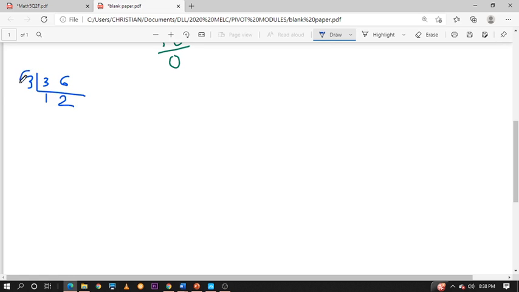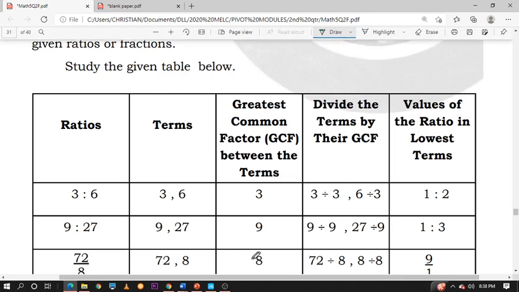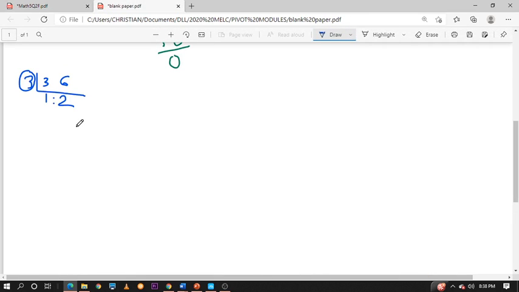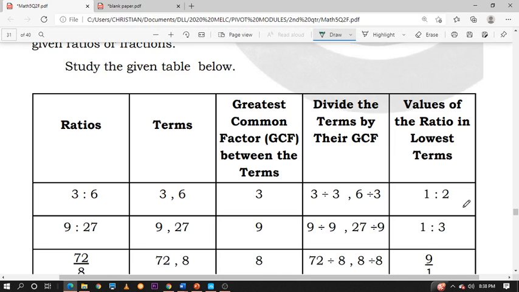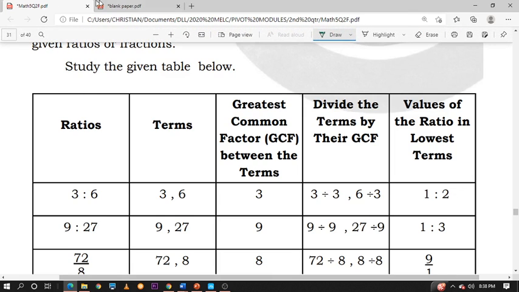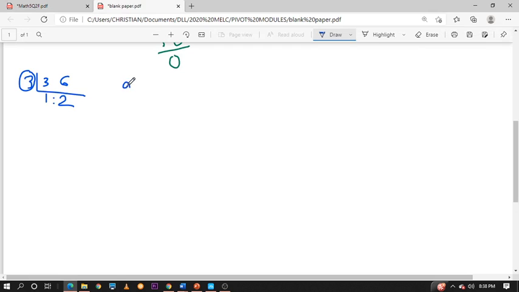Okay? So, yung 3, ito yung GCF natin. At ang mangyayari, para makuha yung ating lowest term, ito na yon yung nasa baba. So, 1 is to 2. So, yun ang ating simplest form or the lowest term of 3 is to 6. 1 is to 2. So, try natin sa 9 is to 27.